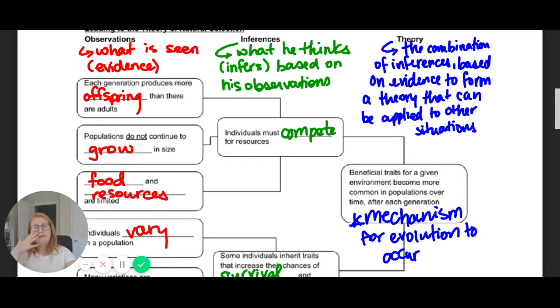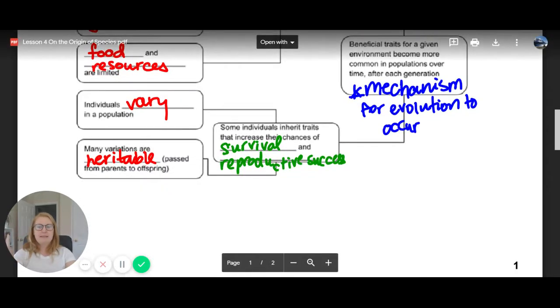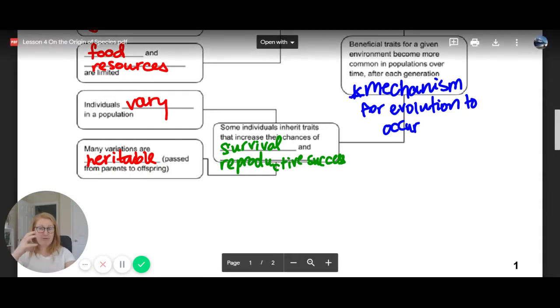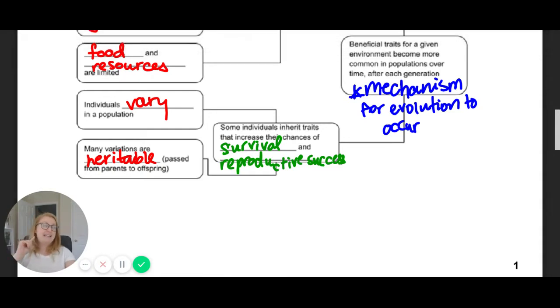His other important observation is that the individuals vary in a population. That means there are differences, okay? Whether it's physical differences that he observes, we now know that it's actually genetic differences as well, which cause those physical differences. But he can see very obviously that the individuals in a given population are very different from one another. And lastly, another important observation is that he sees that many variations are heritable.